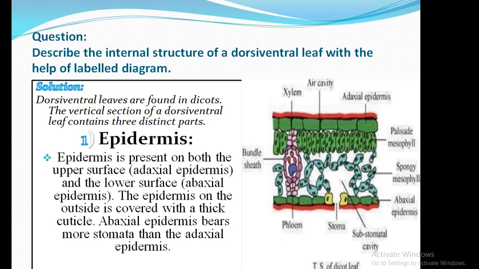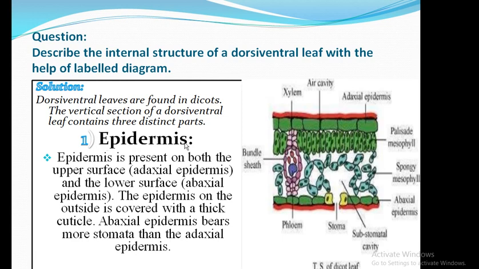The transverse section of a dorsiventral leaf contains three distinct parts. Dorsiventral leaf, that means dicotyledonous leaf. Mostly the leaf of the dicotyledonous plants is called dorsiventral leaf, which arises horizontally from the axis, so called dorsiventral leaves. And this leaf, if anatomically analyzed, has three main portions.